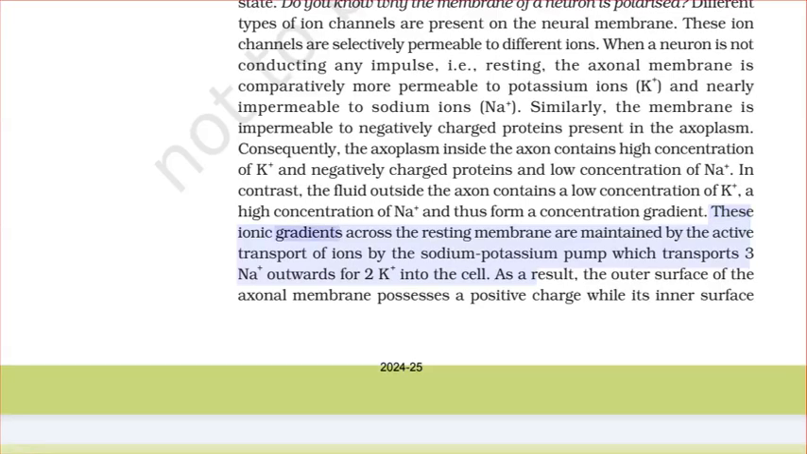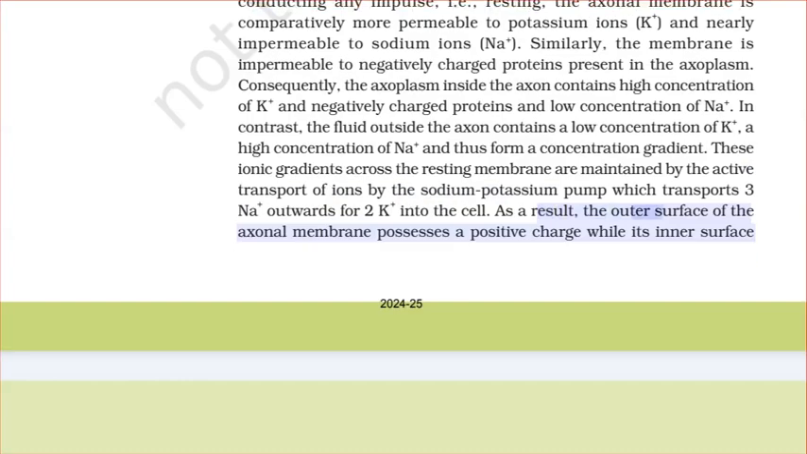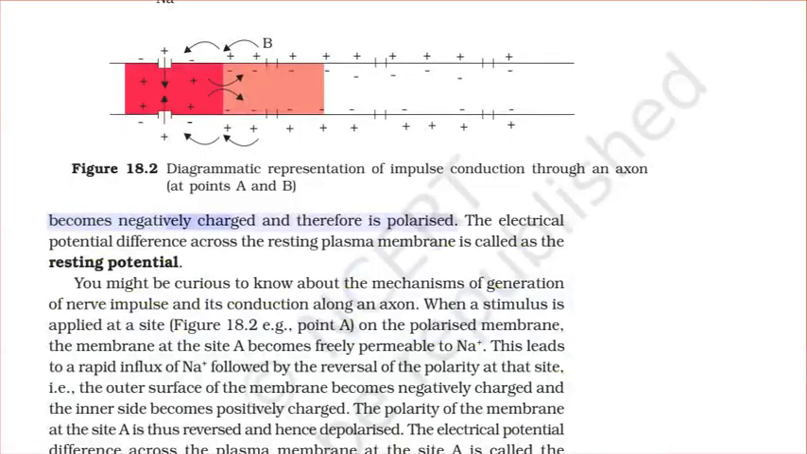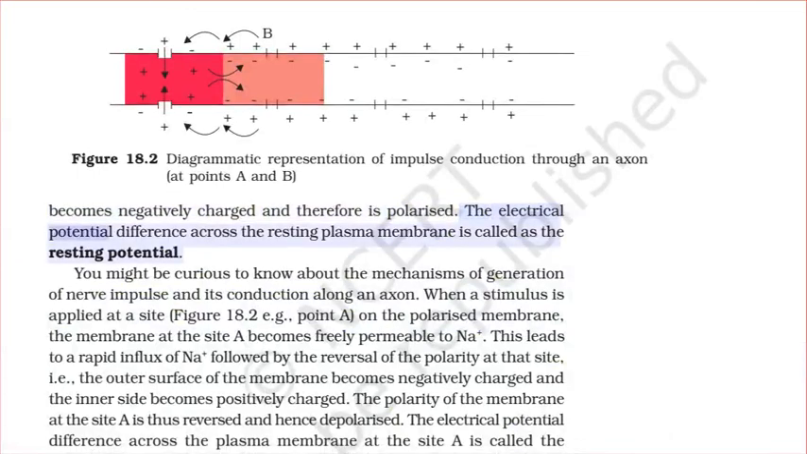These ionic gradients across the resting membrane are maintained by the active transport of ions by the sodium-potassium pump, which transports 3 Na+ ions outwards for 2 K+ ions into the cell. As a result, the outer surface of the axonal membrane possesses a positive charge while its inner surface becomes negatively charged and therefore is polarized. The electrical potential difference across the resting plasma membrane is called the resting potential.